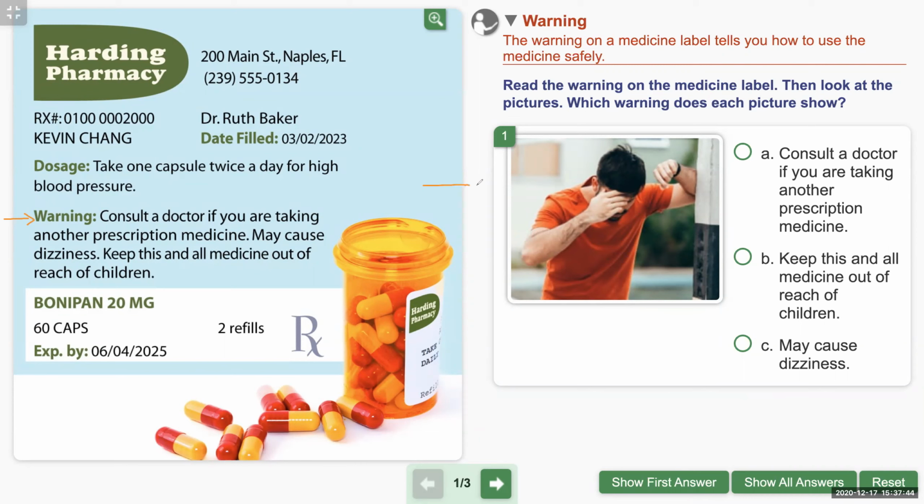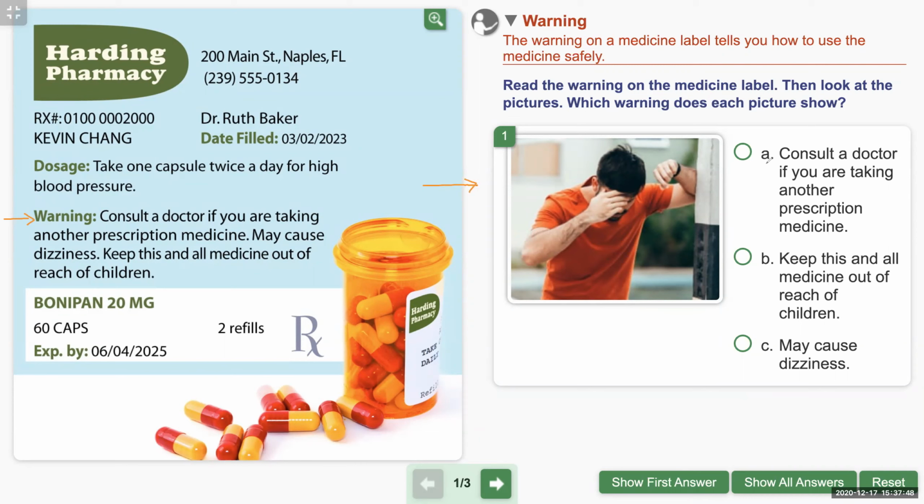So with our first picture, okay, we have those same 3 sentences now in A, B, and C form. So if you're ready, okay, give me an answer or pause, look at the picture, look at A, B, and C. And I'm only going to read A, B, and C once. A is consult a doctor if you are taking another prescription medicine. B, keep this and all medicine out of reach of children. And C, may cause dizziness. So if you're ready to answer, our answer should be C, may cause dizziness.